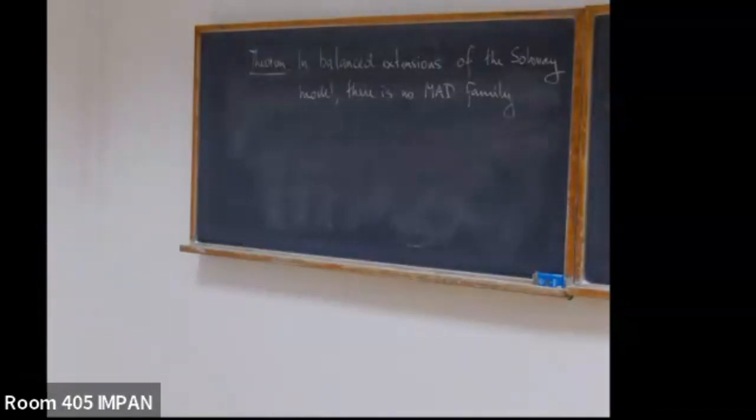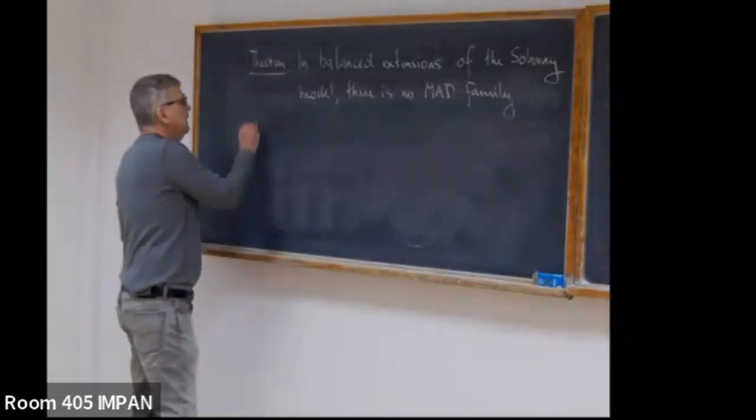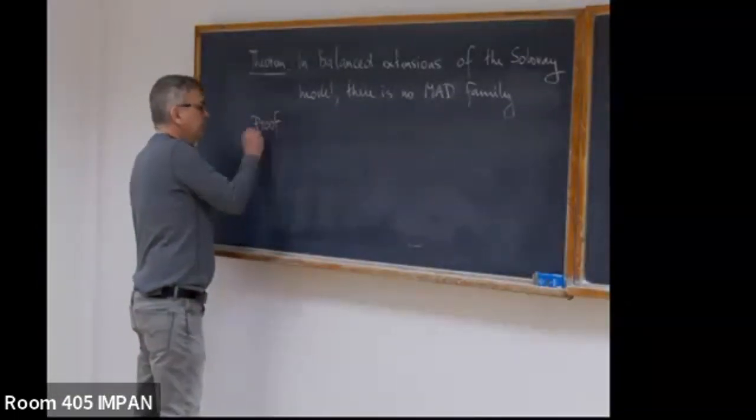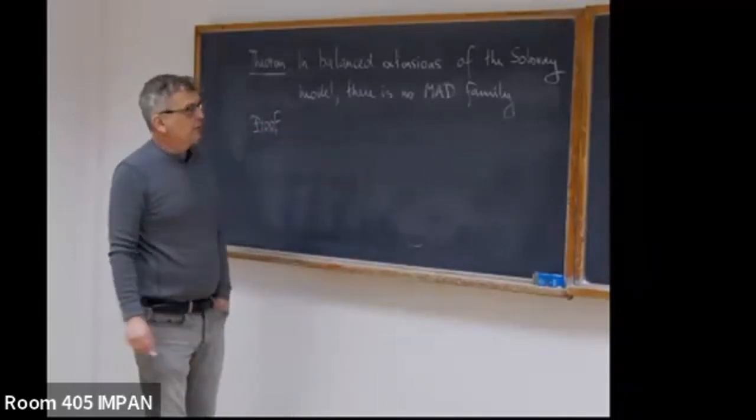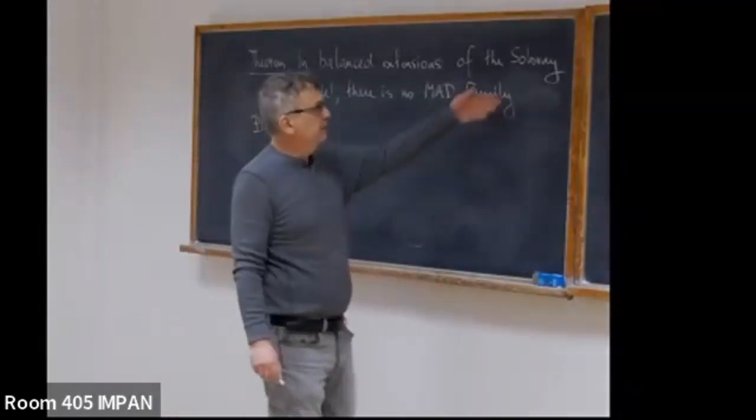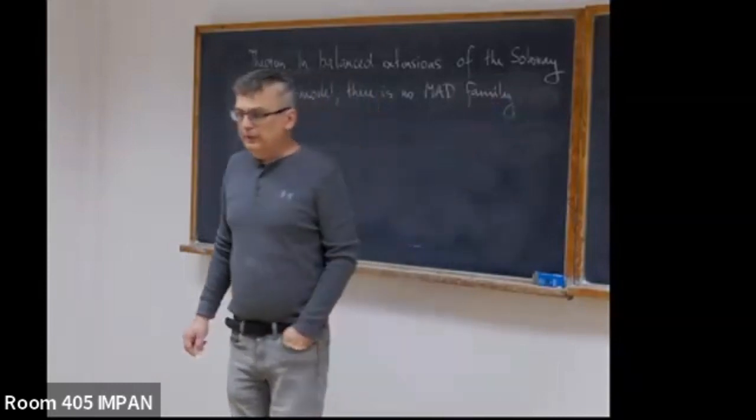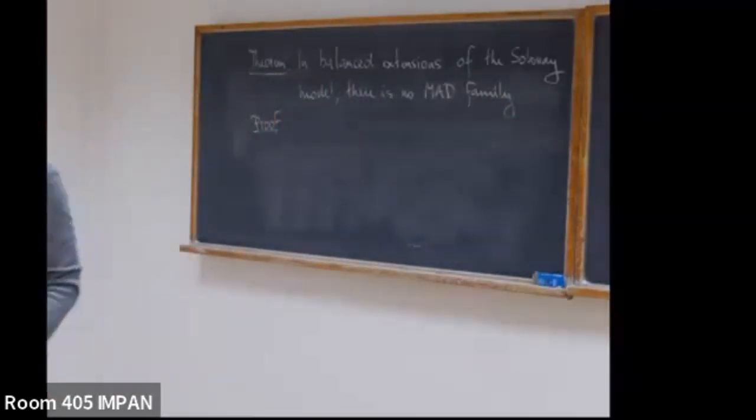So the proof of this. Let me just say, there's been an open problem for quite some time whether these mad families exist in the solving model itself. But in fact, there's a simple proof that works for all balanced extensions. Okay, let's see how it works.